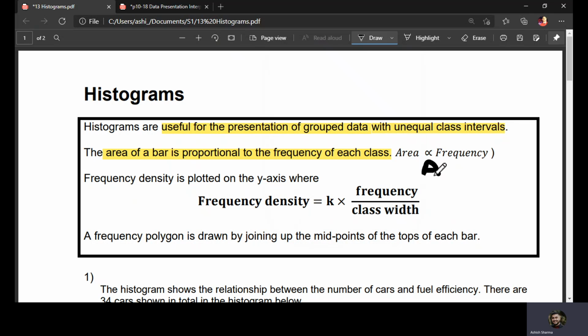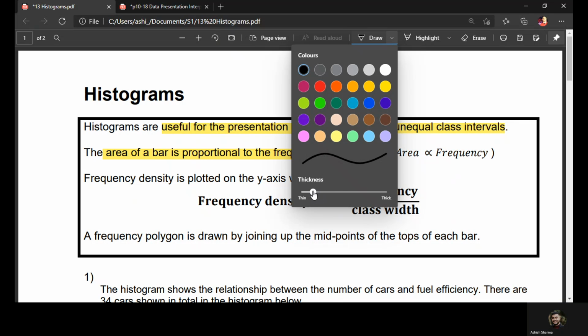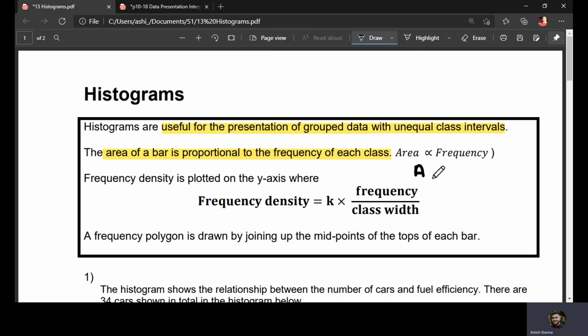And the fact that, sorry, let's have a less thick pen. In the fact that A, the area, is proportional to F, the frequency, which means if we want to get rid of that proportional symbol, then A is equal to K times F. K is obviously some constant that we will need to think about, and F is obviously the frequency. So that's important going ahead: area is proportional to frequency, and therefore area is equal to K times F.